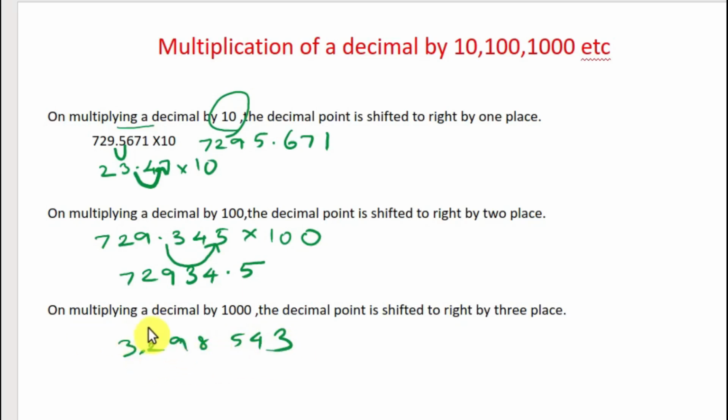Here, on multiplying a decimal by 1000, the decimal point is shifted from here to here, right by 3 places. So, by multiplying by 10, the decimal point is shifted to the right by 1 place. Multiplying a decimal by 100, the decimal point is shifted to the right by 2 places. On multiplying a decimal by 1000, the decimal point is shifted to the right by 3 places.